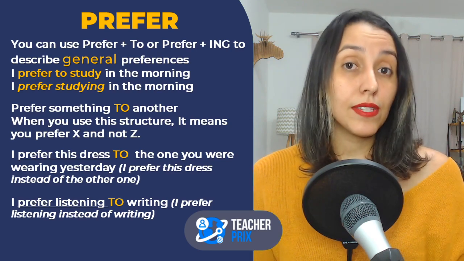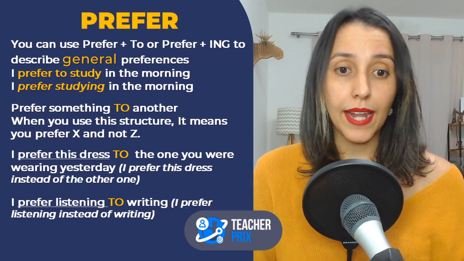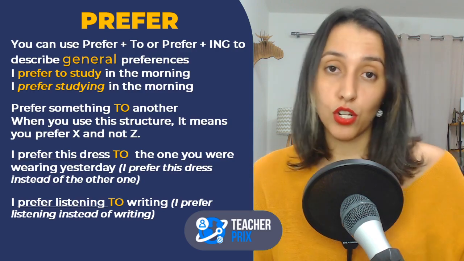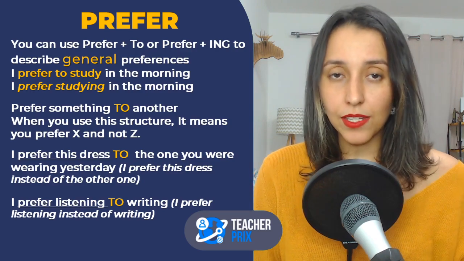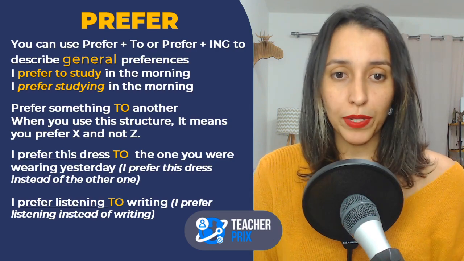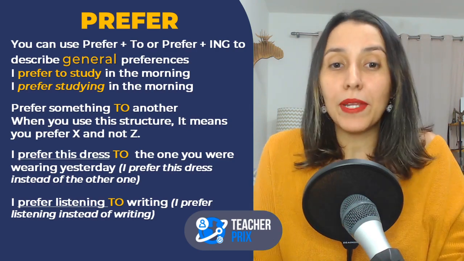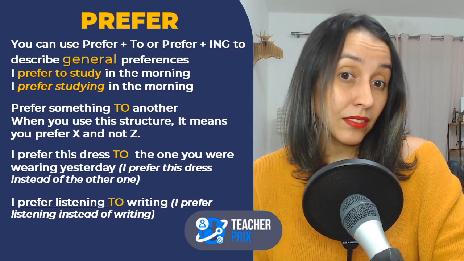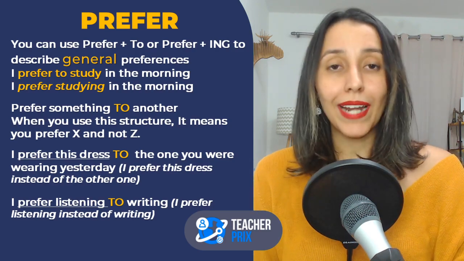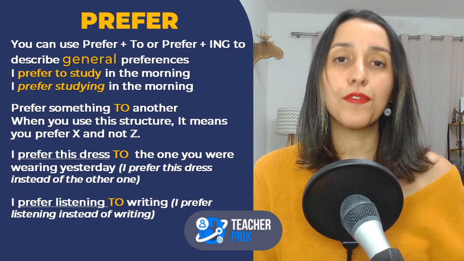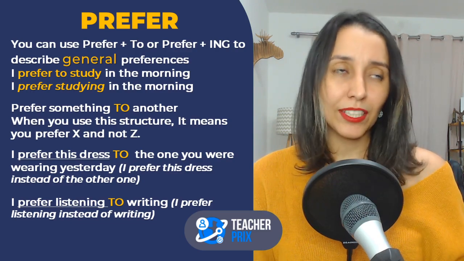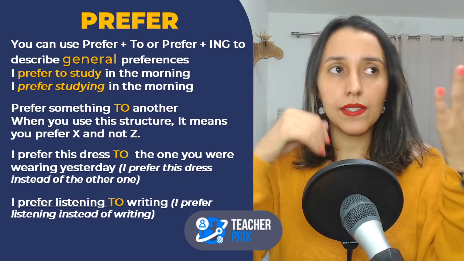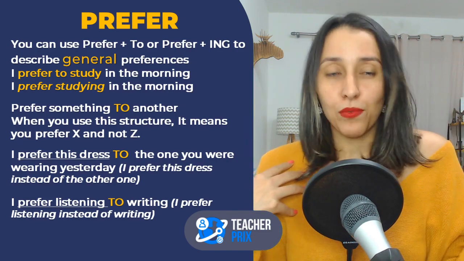Now, there are more situations when you can use prefer. The next explanation I have here is prefer something to another, okay? This is a different structure. Let me show you an example. When it comes to English, I prefer listening to writing. When I say this to you, I'm telling you that I prefer listening, not writing, okay? Writing is not my favorite activity. If I have to choose listening and writing, I prefer listening to writing, okay?